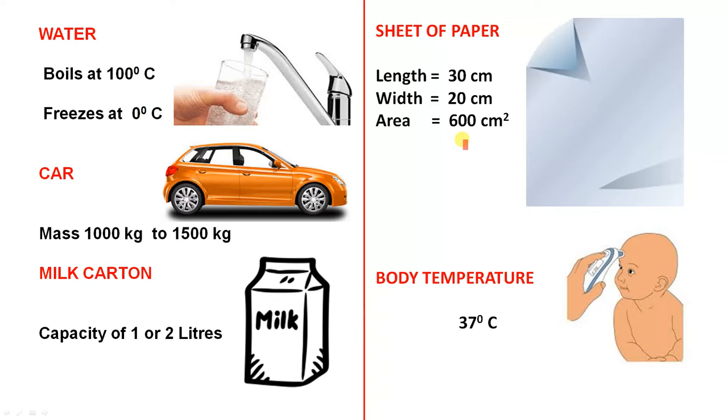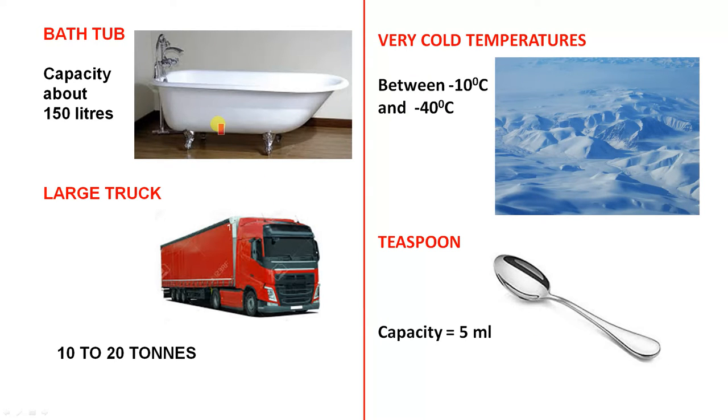What about a sheet of paper? Well, the average length is about 30 centimetres and the width is about 20, and that gives us an area of about 600 square centimetres. What about body temperature? The normal body temperature is approximately 37 degrees centigrade. Let's look at a bathtub. If we're talking about the capacity of a bathtub, we could be looking at about 150 litres. That's approximate, but it just gives you an idea, so we can use the measurement of litres.